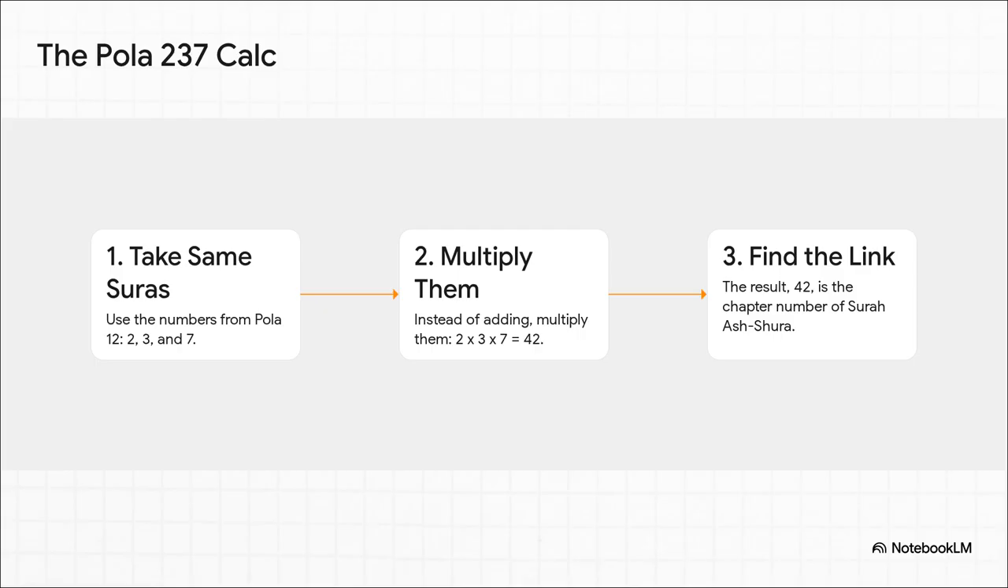And what's so special about 42? It's not just some random number. It's the exact chapter number of another really important surah called Ashura. So the sum of the numbers gives you 12, and the product points you to a whole other chapter. Pretty cool, right?